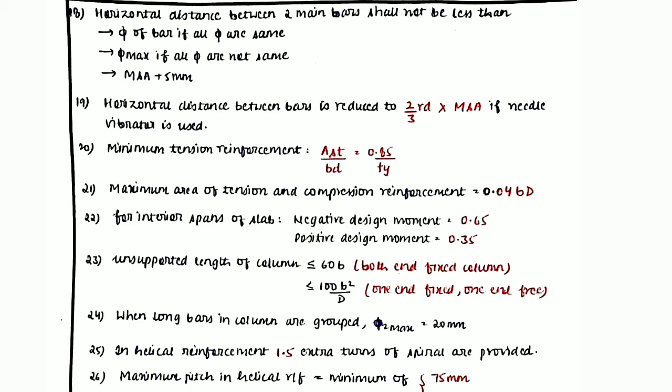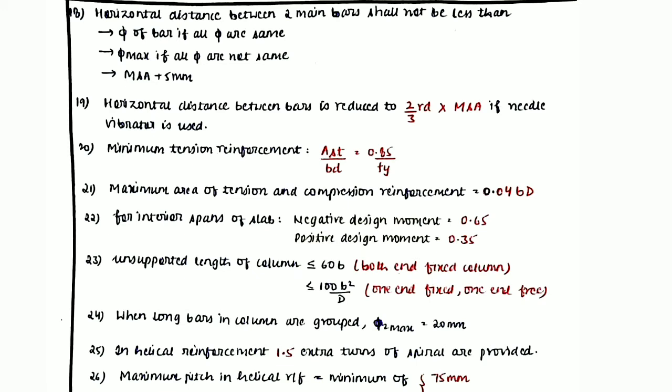MSA stands for maximum size of aggregate, and since these aggregates should easily pass through those bars, we keep a clearance of at least 5 millimeter for the maximum size of aggregate. The next recommendation is that the horizontal distance between bars is reduced to two-thirds of the maximum size of aggregate if a needle vibrator is used. If you use a needle vibrator, then the horizontal distance should be reduced to two-thirds of the MSA in the above case.